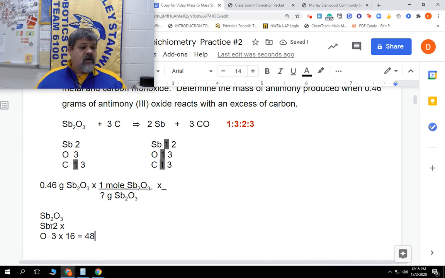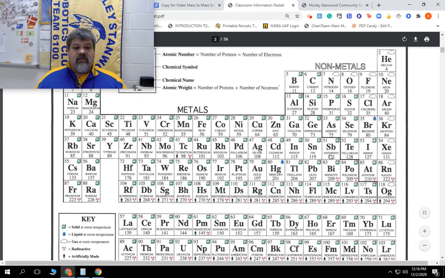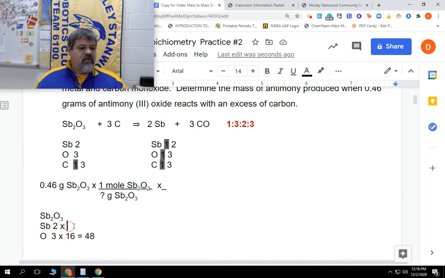So let's go back to our periodic table and see what the atomic weight of antimony is, so we can put it right there. Antimony was right here, so it's 122. So the atomic weight of antimony is 122, so we're going to come back, put that right there, 122, which means that when we multiply it by 2, we're going to end up with 244.